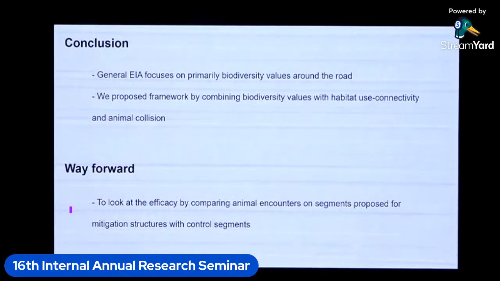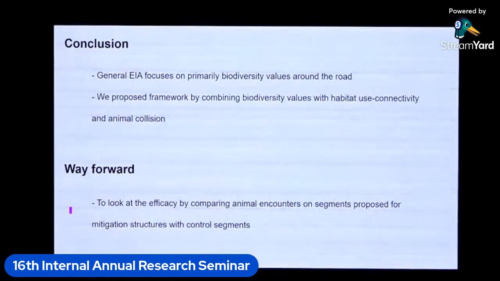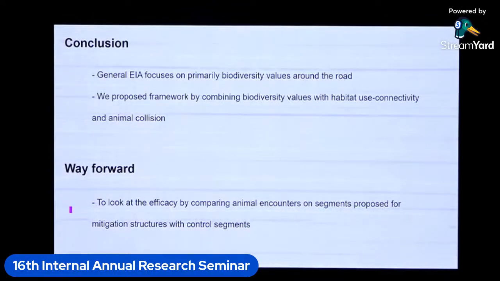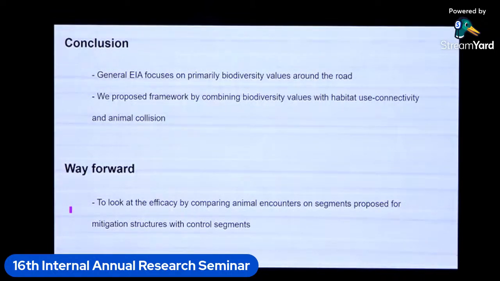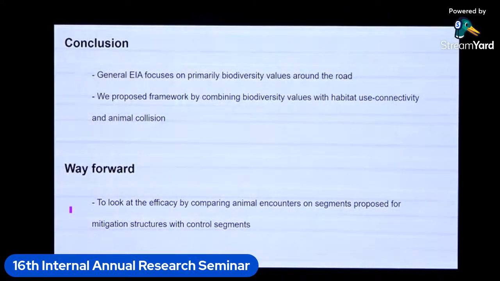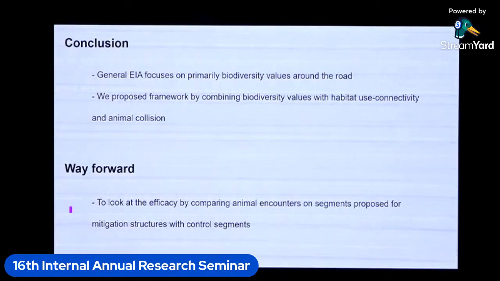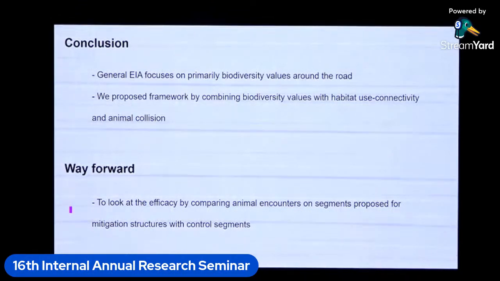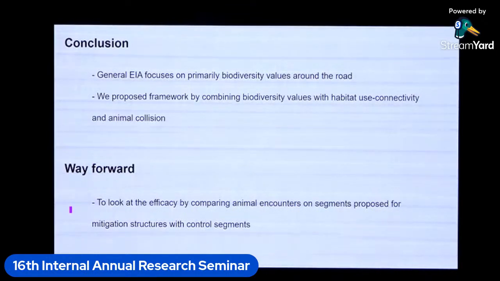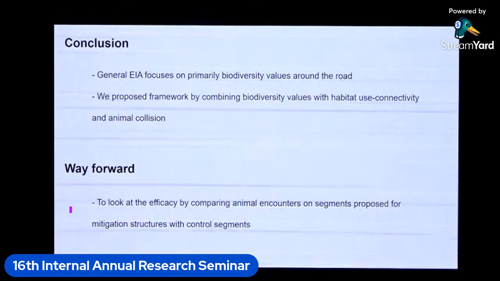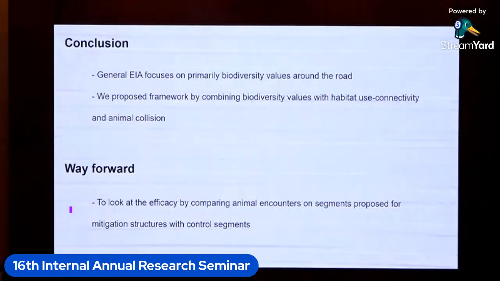Here I would like to conclude that general EIA studies are primarily focused on the biodiversity values around the road. But in this case, we focused on the biodiversity values along with habitat use and connectivity, and also the animal collision status. Further, we are planning to look at efficacy by comparing animal encounters on segments proposed for mitigation structures with control sites. We are not saying whether the road should be there or not, but this workflow shows a better approach to plan and place mitigation structures when we have both habitat connectivity and collision datasets.